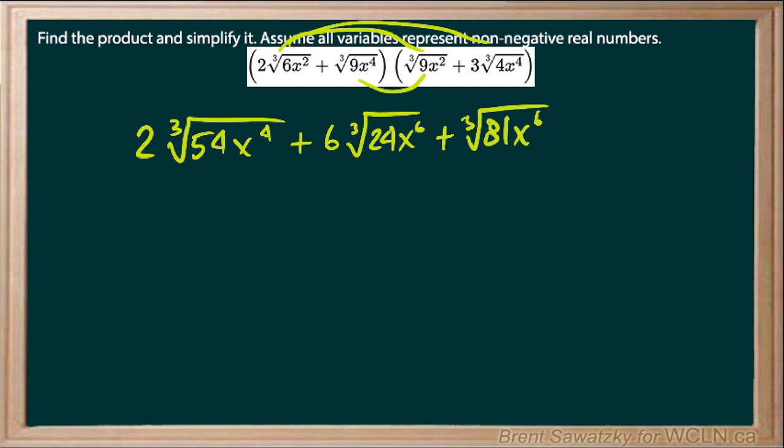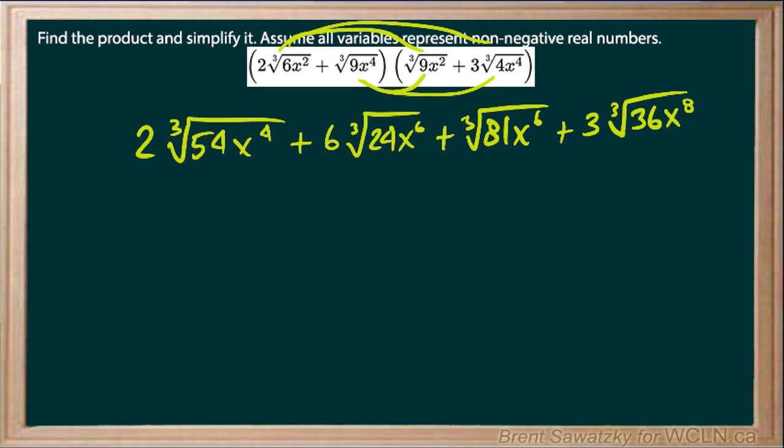And then our last terms there, we would have 3 out front, and then 9 times 4 is 36, and x to the 4 and 4 is 8.